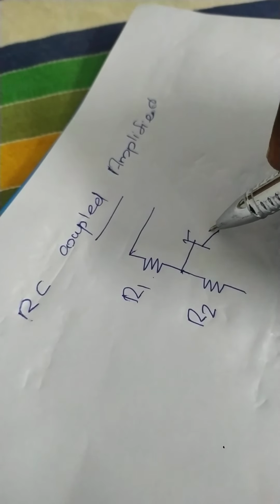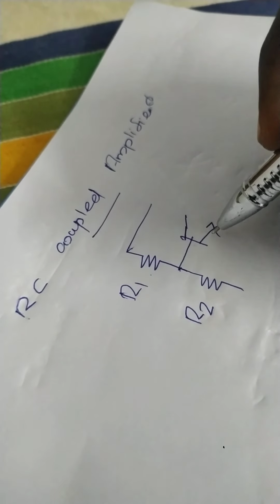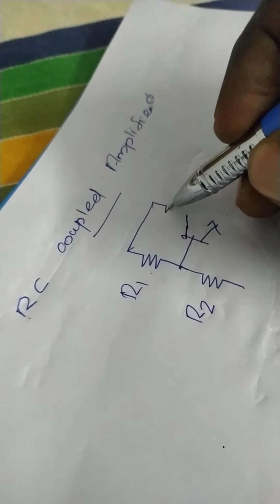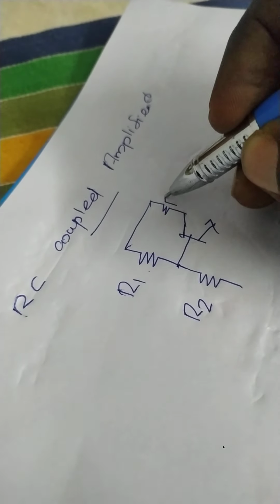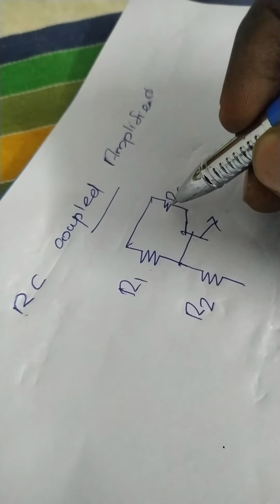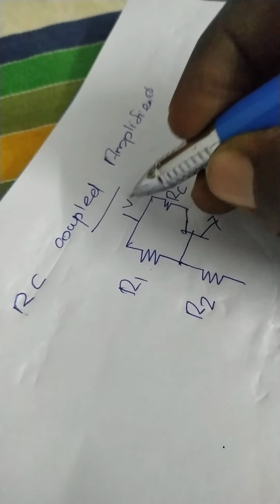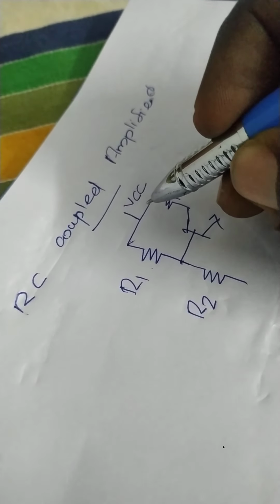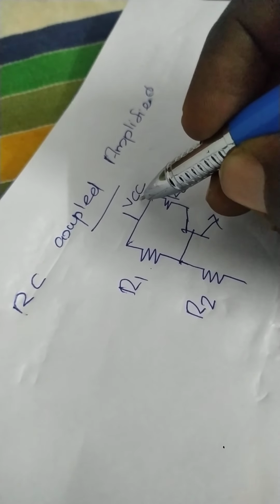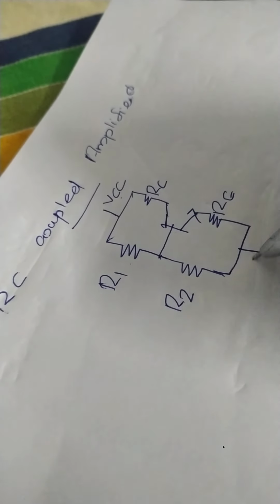From the middle point we connect the transistor base, then the transistor emitter region and collector region. The collector is connected to a collector resistor, and R1 and the collector resistor are shorted and connected to the DC supply. You must remember this is the DC supply. In the emitter region we connect an emitter resistor, and R2 and the emitter resistor are shorted and then connected to ground. This is the voltage divider bias circuit.